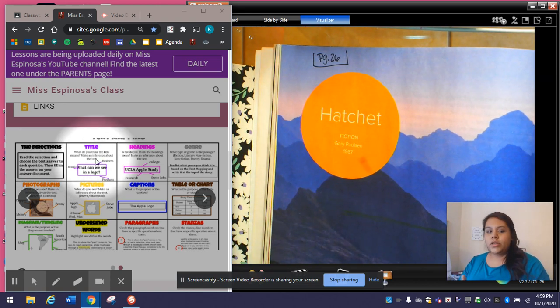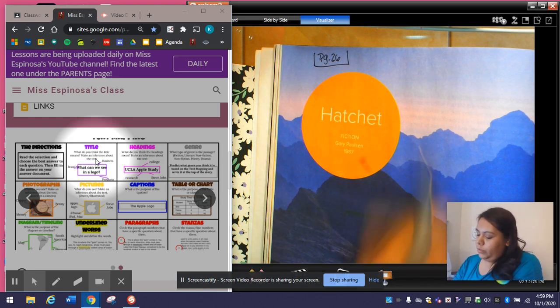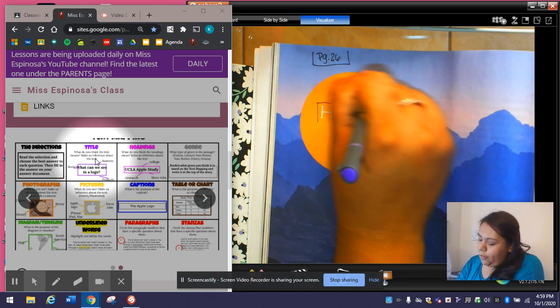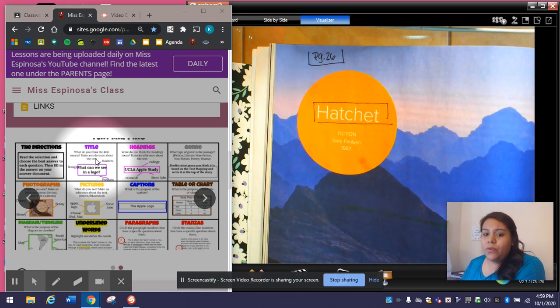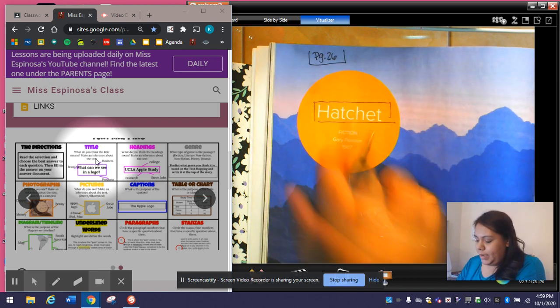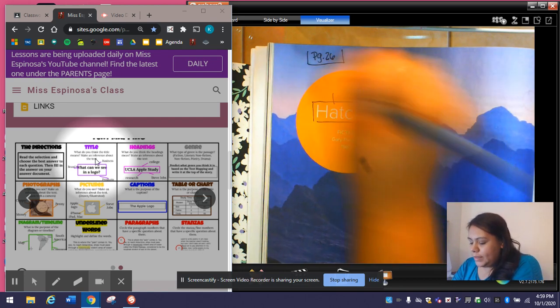The next thing we're gonna be looking at is our title, and I need a purple, dark purple. So I am going to get my purple. I'm gonna outline the title. And I need to make some inferences about it. We need to make an inference about the text as a whole just based on the words that I see right here. So a few inferences that we can come up with.